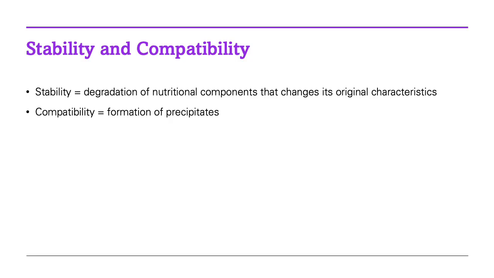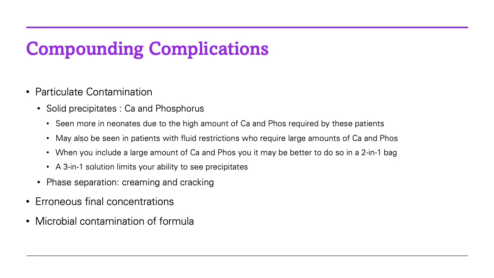In contrast, compatibility issues with PN formulations generally involve the formation of precipitates. These precipitates may be solid, such as crystalline matter, or liquid, such as phase separation of oil and water in a total nutrient admixture. For compounding complications, you could have particulate contamination, which is going to be your solid precipitates, and phase separation, which is creaming and cracking.